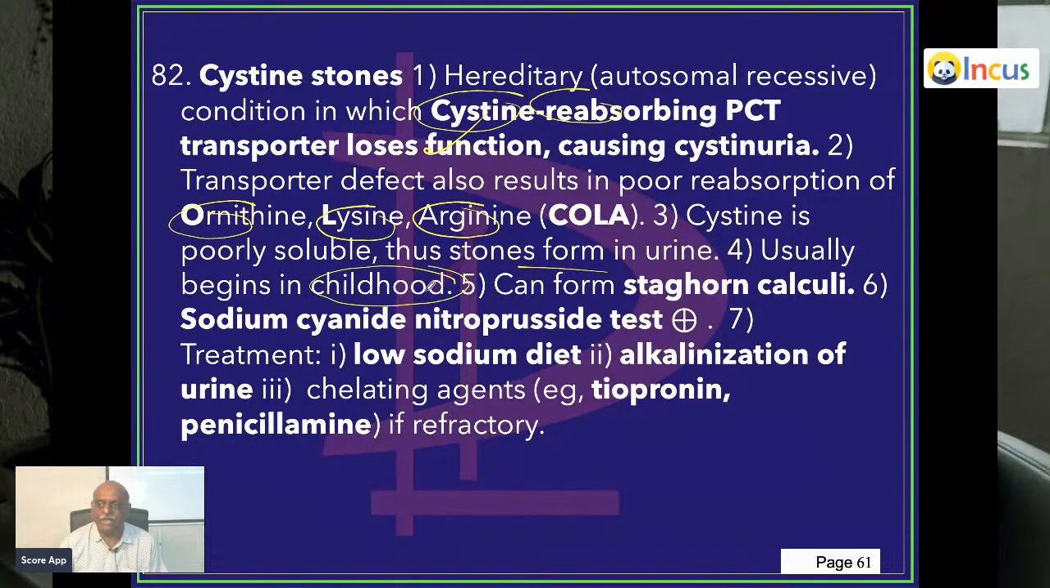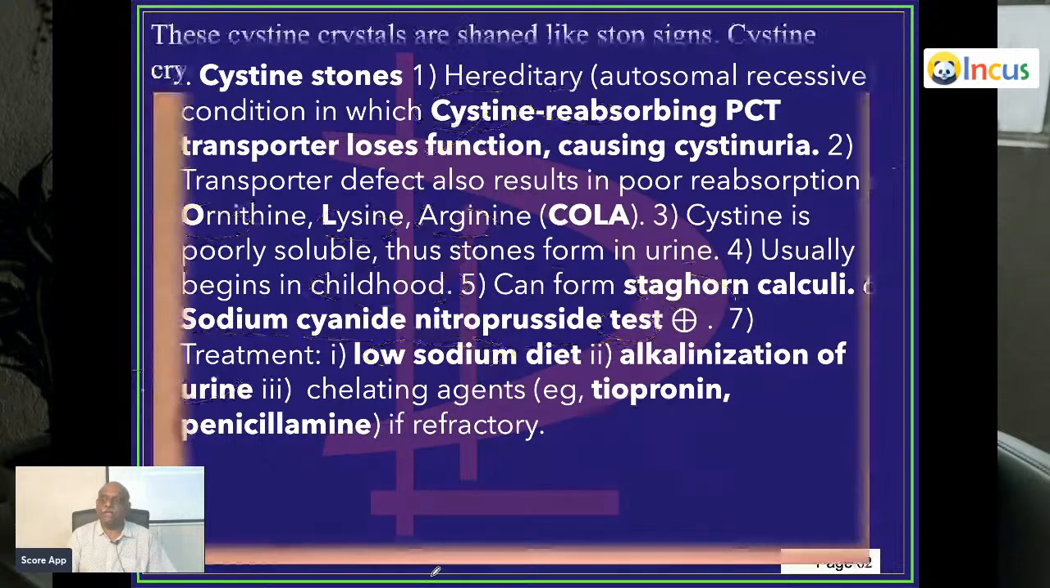It usually begins in childhood. It can also form staghorn calculi. And how do you identify that? We use the sodium cyanide nitroprusside test to detect the cystine in the urine. So how do you treat? Give a low sodium diet, alkalinize the urine and give a chelating agent like tiopronin or penicillamine. Tiopronin and penicillamine are the chelating agents to treat the cystine stones.